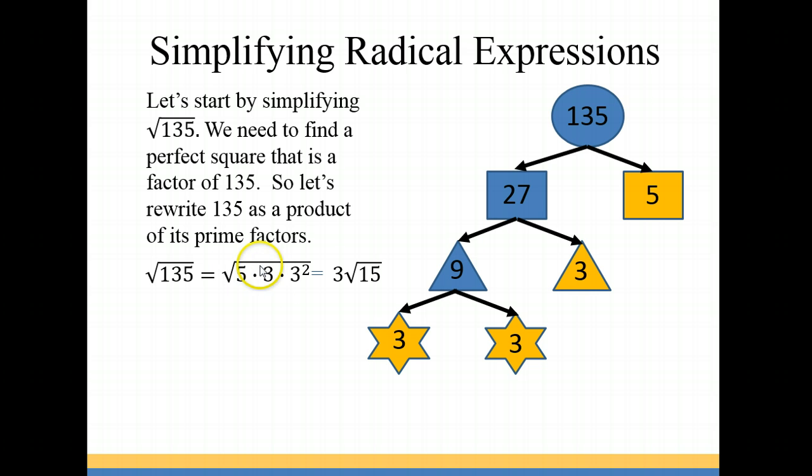5 and 3 are not perfect squares, and neither is their product, 15. So that has to stay underneath the radical. So we have 3 square roots of 15 as our final answer.